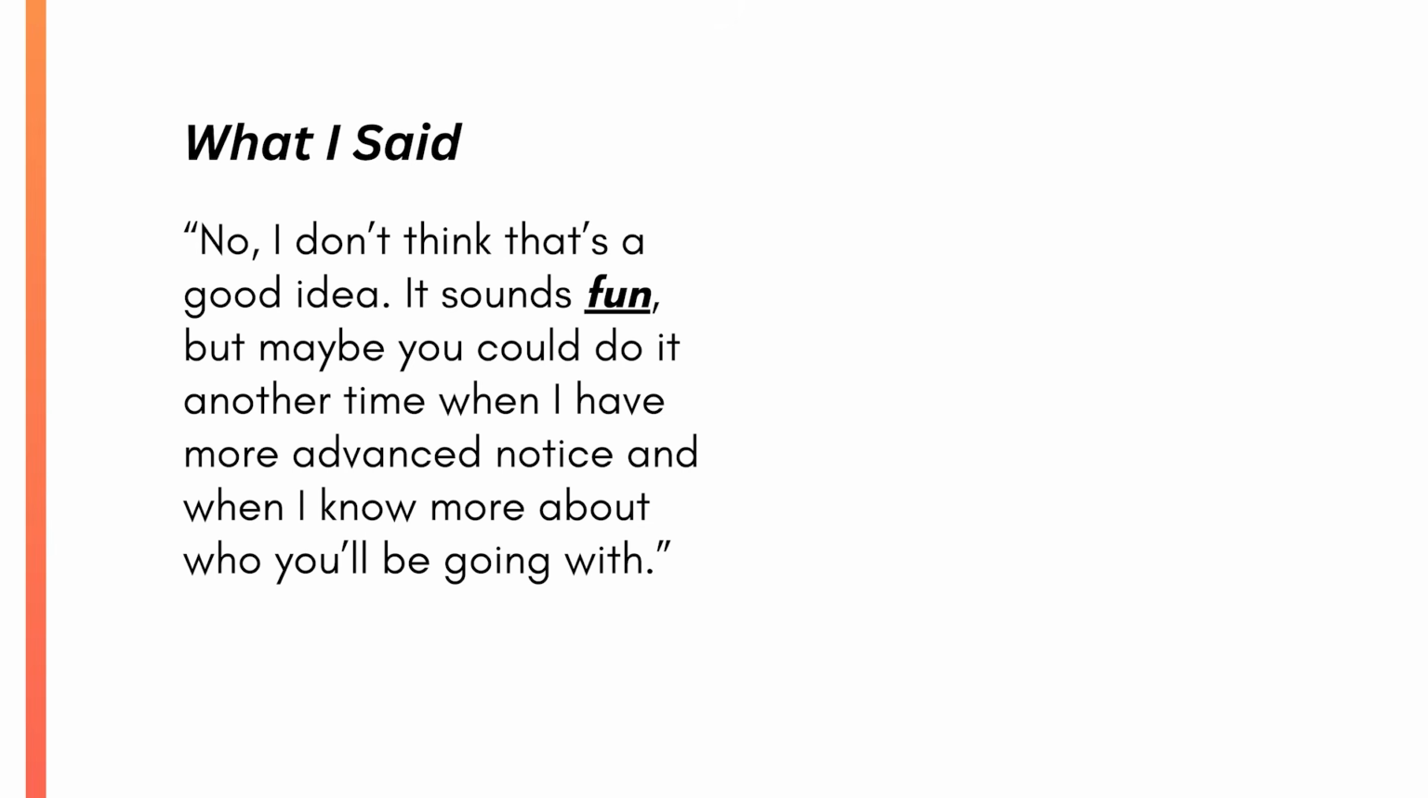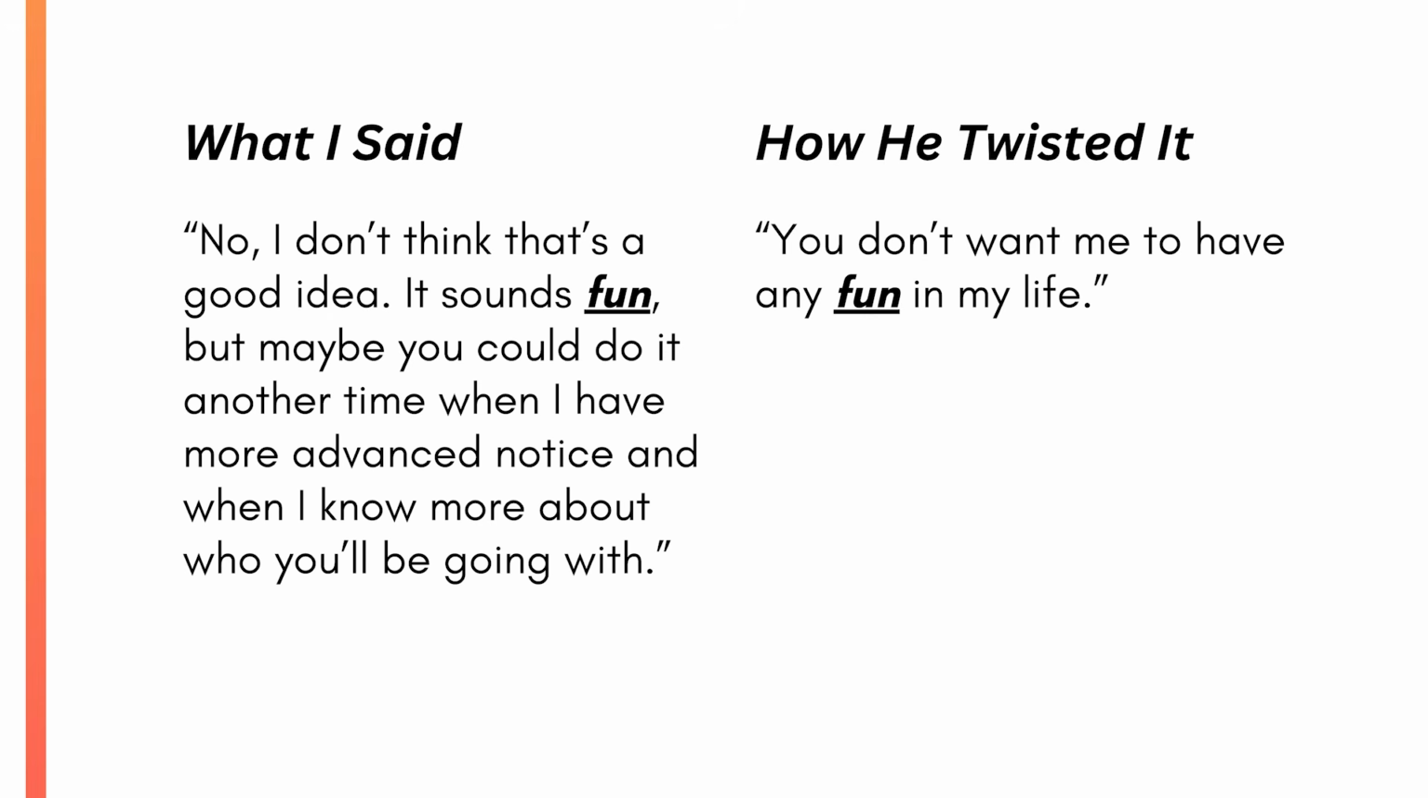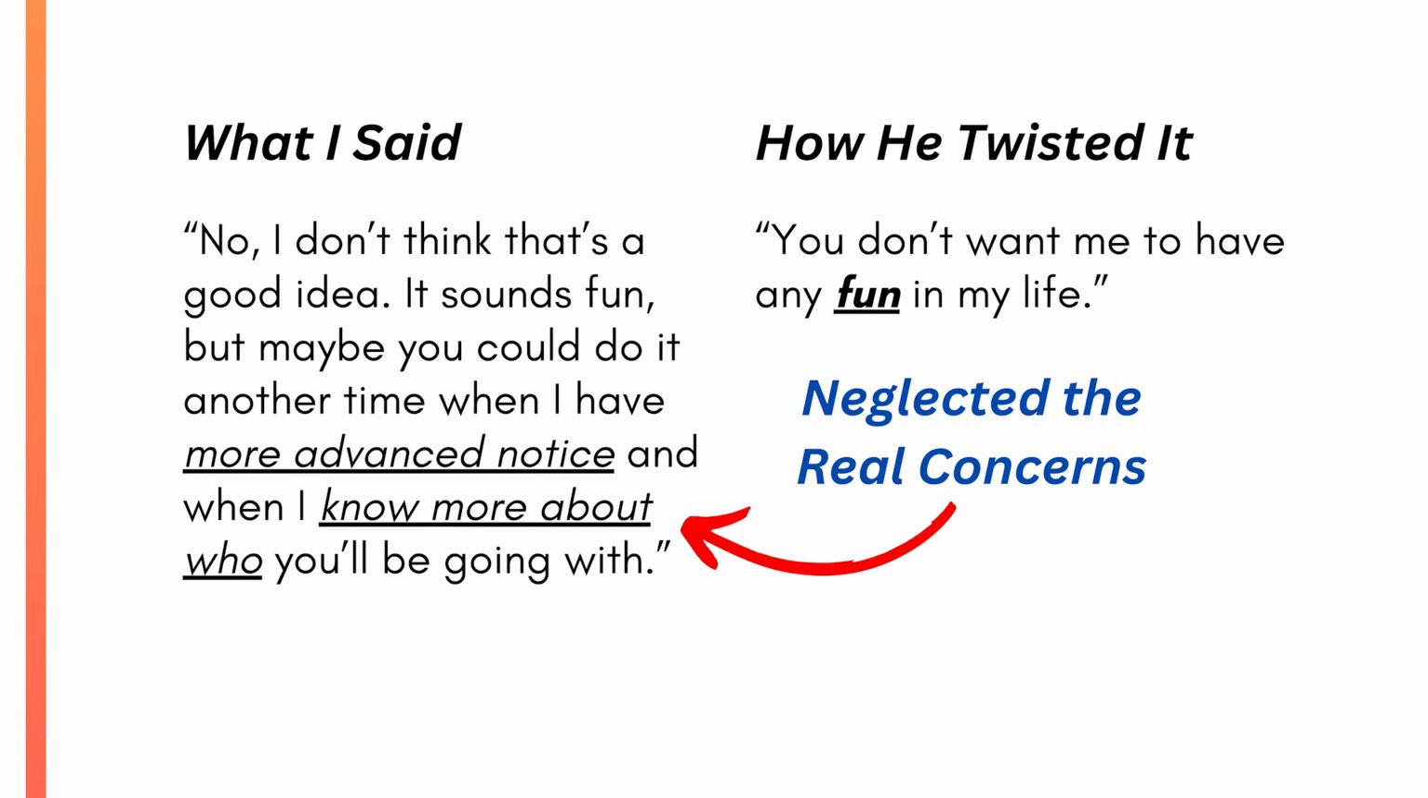He often replies in situations like this by using a straw man argument. He might say, "You don't want me to have any fun in my life." Now, he's half joking when he says things like this, and he's a great guy, but I never said I didn't want him to have any fun. My justification for saying no was much more specific than that, and just by arguing against that one little straw man he created, he never really addressed my concerns about not having enough advance notice and not knowing the specific friends very well. By arguing against the straw man, he neglected to address my real concerns, my real argument.